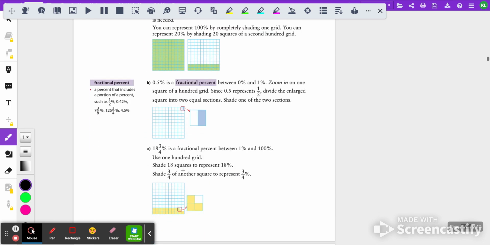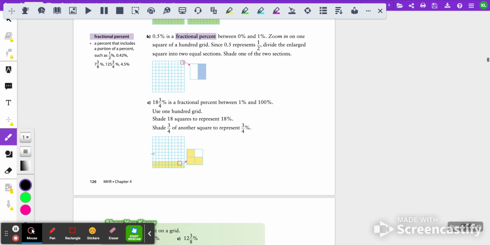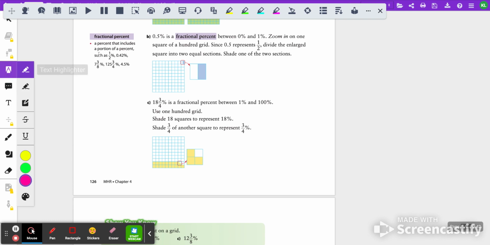So that word I've been using, fractional percent. A fractional percent is a percent that includes a portion of a percent. So it's less than 1%, such as 0.5%, or 0.42%, 7 3/8%, 125%, and 3/4%, or 4.5. This is a fractional percent.